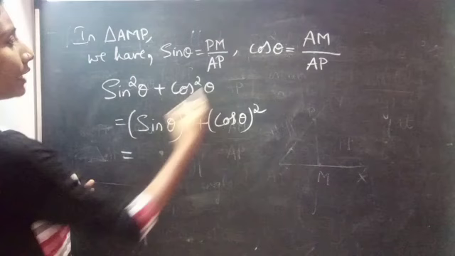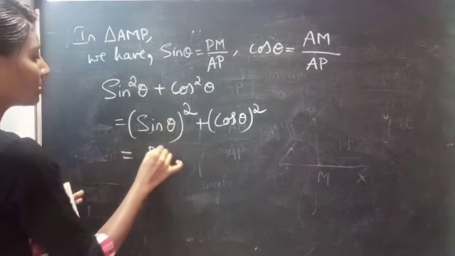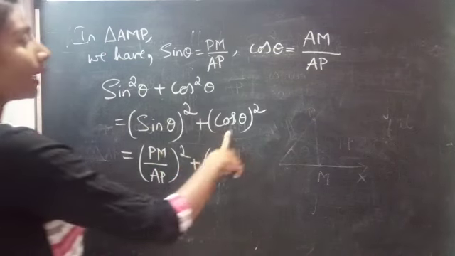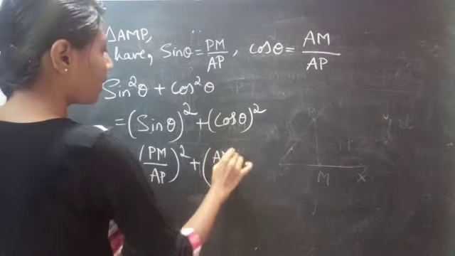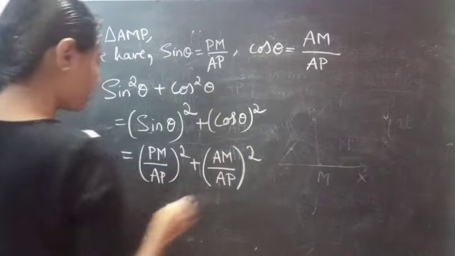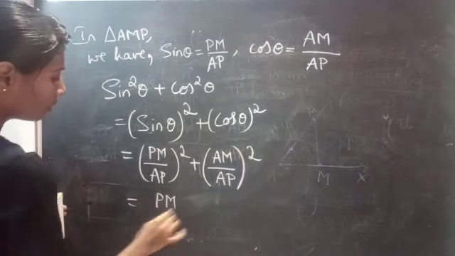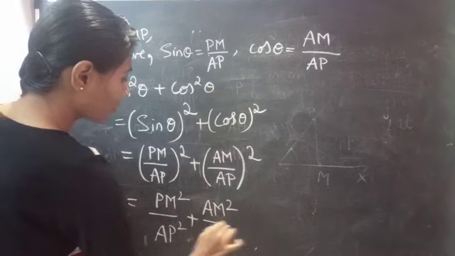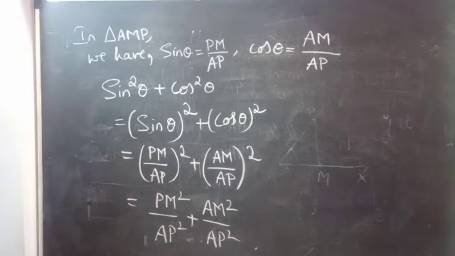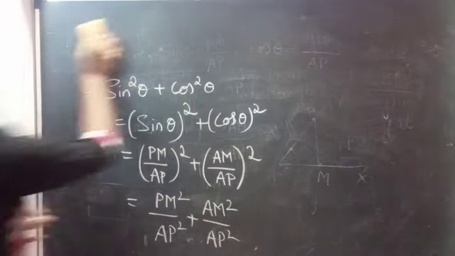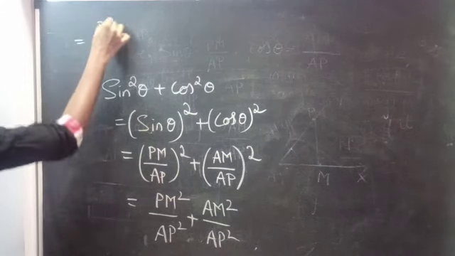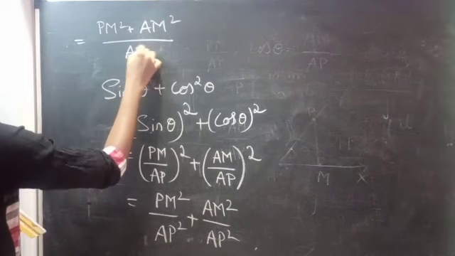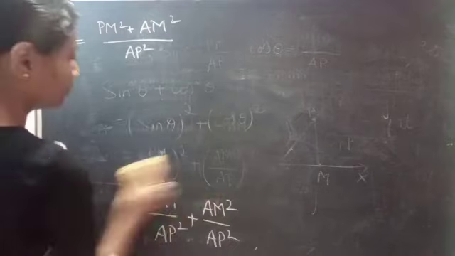which is equals to, you're having sin theta equals to PM by AP, so you can apply this. PM by AP the whole square plus, again cos theta is equals to AM by AP the whole square. So which is equals to PM square by AP square plus AM square by AP square. Which is equals to PM square plus AM square by AP square. Okay.